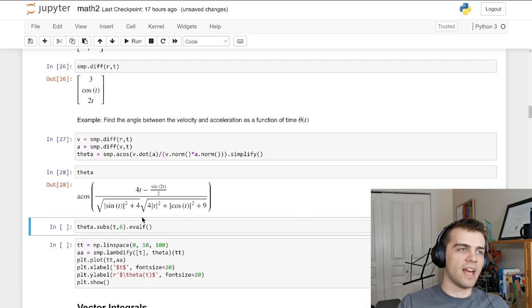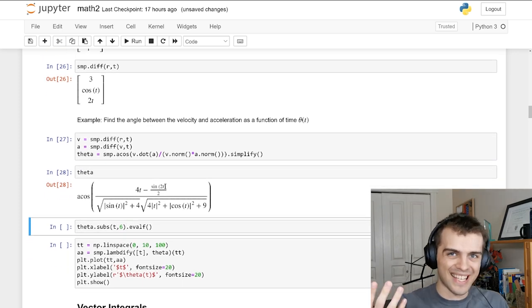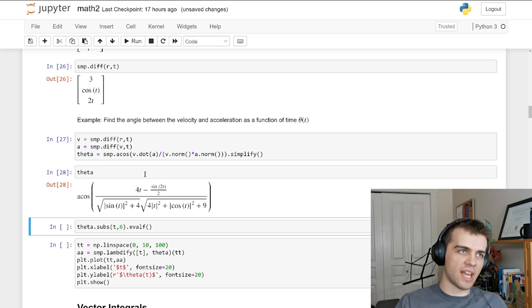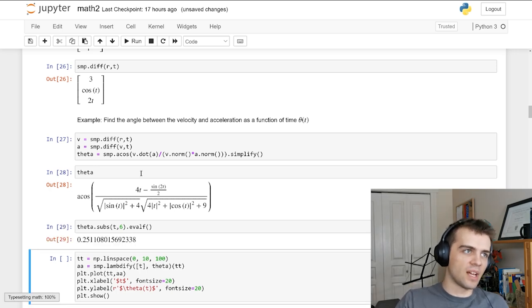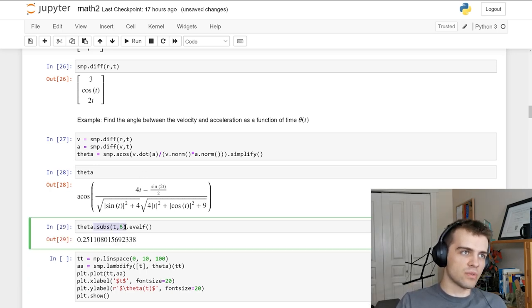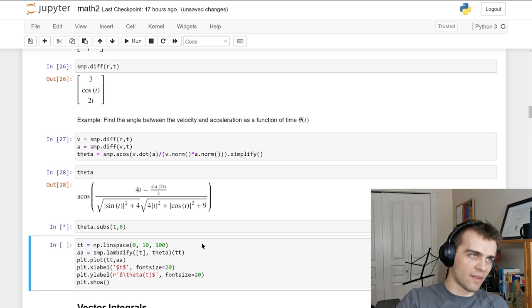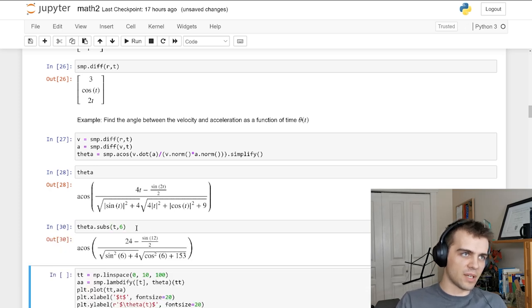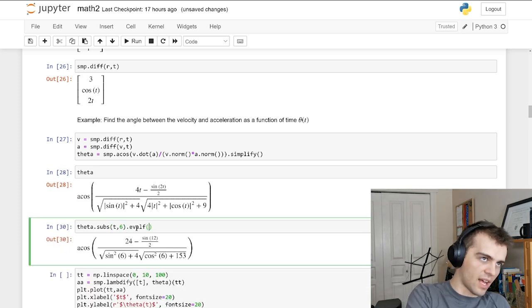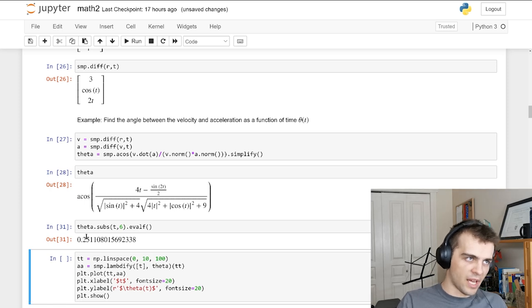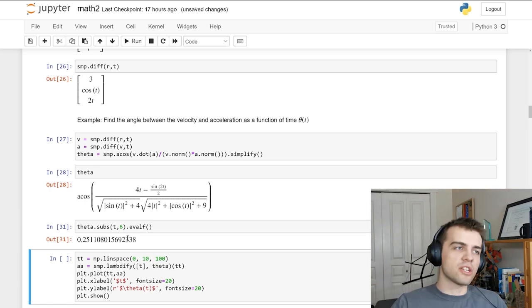It's complicated. And then if I want to say, well, what about at t equals 6? At 6 seconds, what's the angle between the velocity and acceleration? I can substitute, put the value 6 into t. So I'm going theta dot subs t, 6. Now, if I don't have this here, it's just going to put in that value here. And if I go dot evalf, it will return for me a float here. It'll do all the computation.